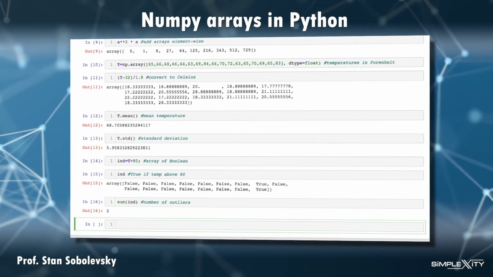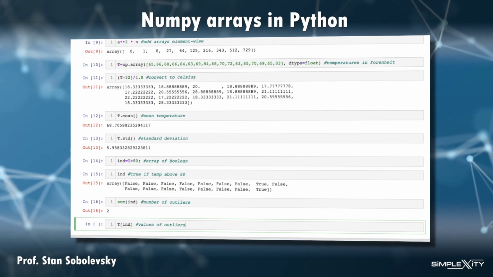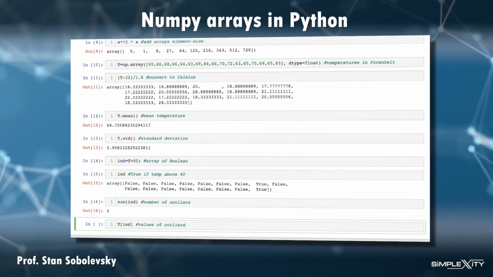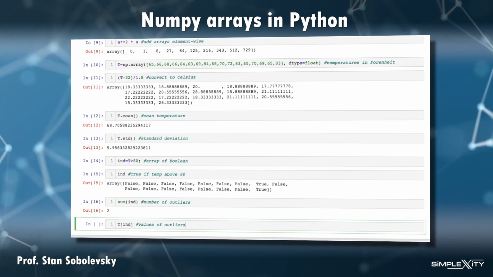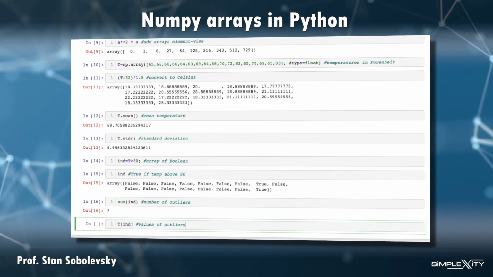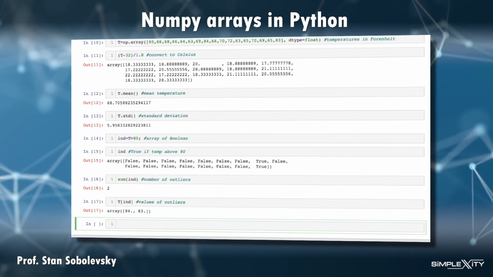If I want to know those outliers, I can index an array using this logical array of conditions. Every time the condition is true, it will return me the value of the corresponding outlier. So we have 2 outliers, 84 and 83.